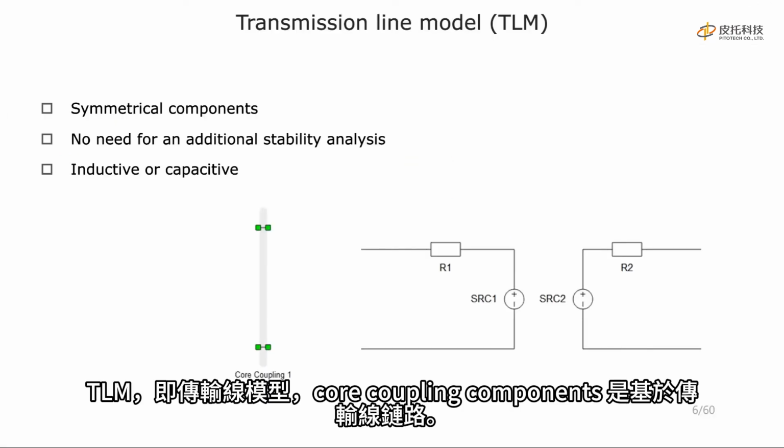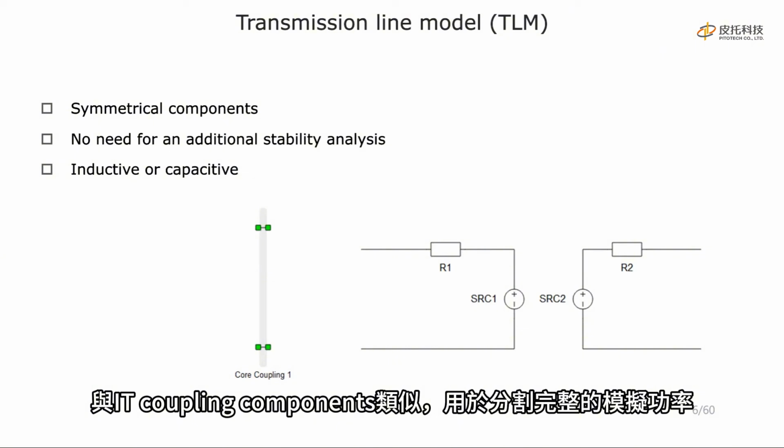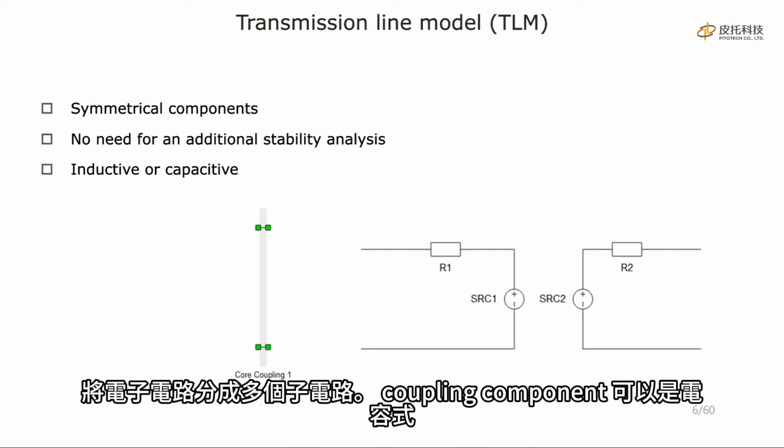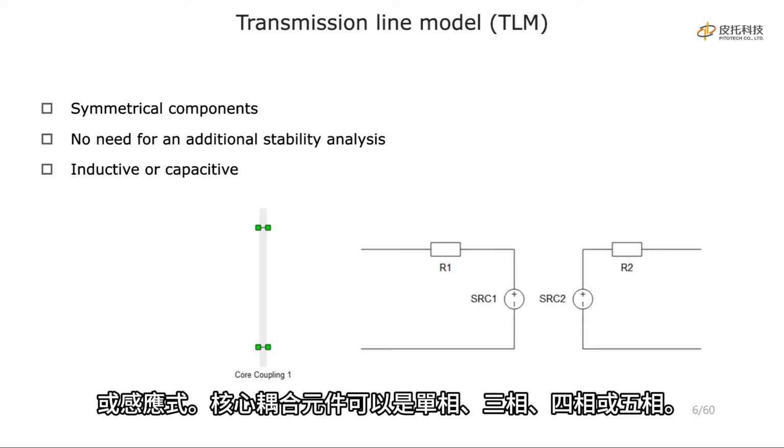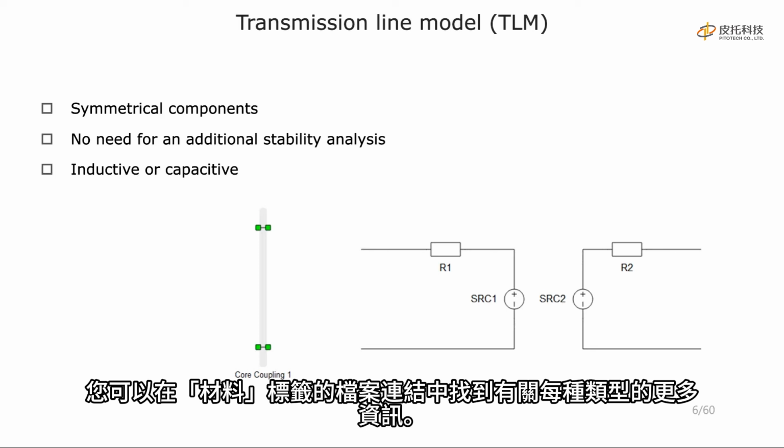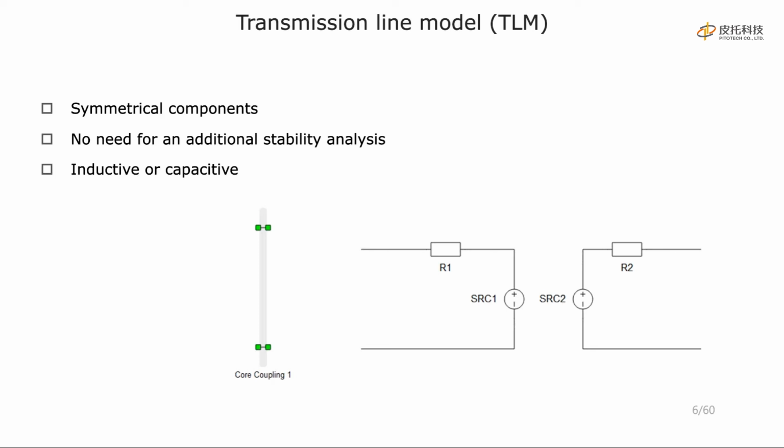Now let's switch to TLM core couplings. TLM, or transmission line model, core coupling components are based on transmission line links. Similar to IT coupling components, they are used to partition the complete emulated power electronics circuit into multiple subcircuits. A coupling component can be either capacitive or inductive. Core coupling elements can be single, 3, 4, or 5 phases. You can find out more about each type in the documentation links in the Materials tab.